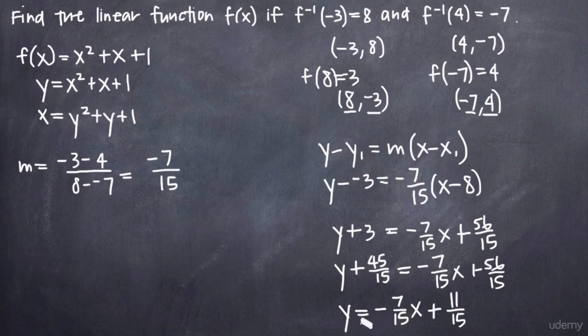This is the linear function, and since they asked us for f of x, we can go ahead and give the notation f of x. This is the original linear function, and if we took the inverse of this function, we would get our inverse function and find that the points negative 3, 8, and 4, negative 7 were on the inverse function, the line that is the inverse function, but 8, negative 3, and negative 7, 4, those inverse points are here on our original function. So this is the original function f of x given 2 points on the inverse.